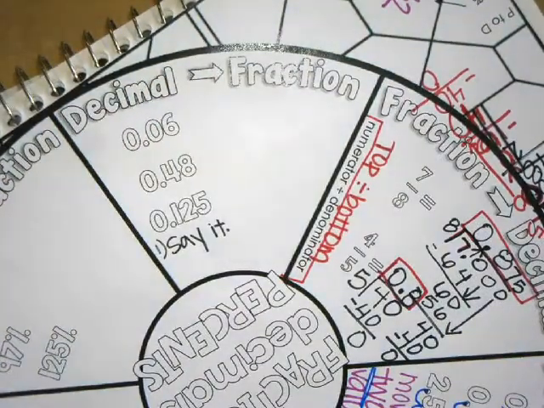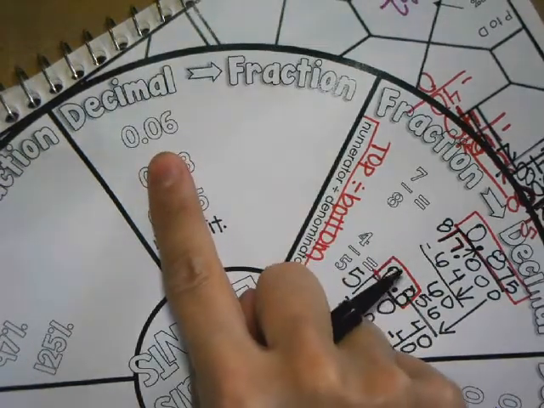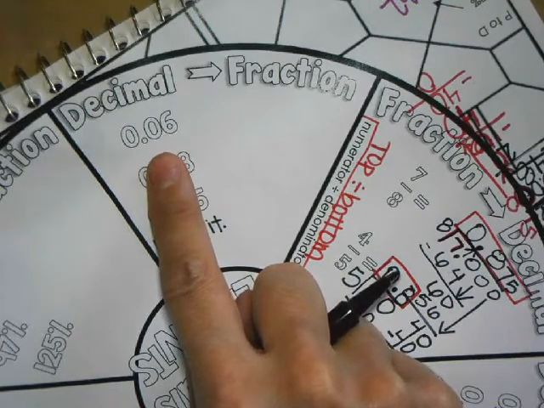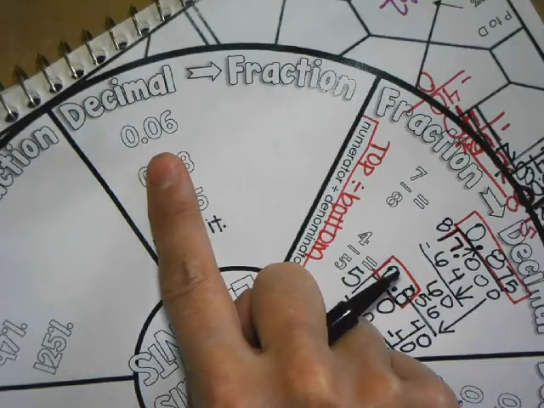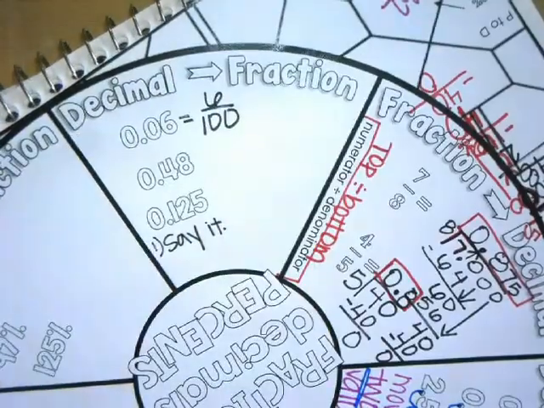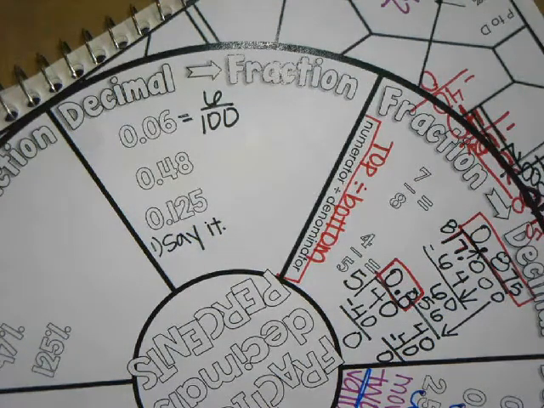Say the number. Like literally say it. So this is not 0.06. That's not how we say it, right? It's 6 what? So if you can say it, you can write it. Because if we say 6 hundredths, we write what? Does that make sense?